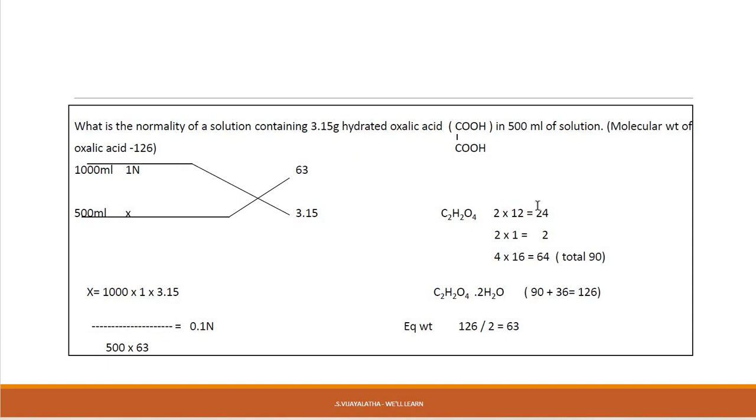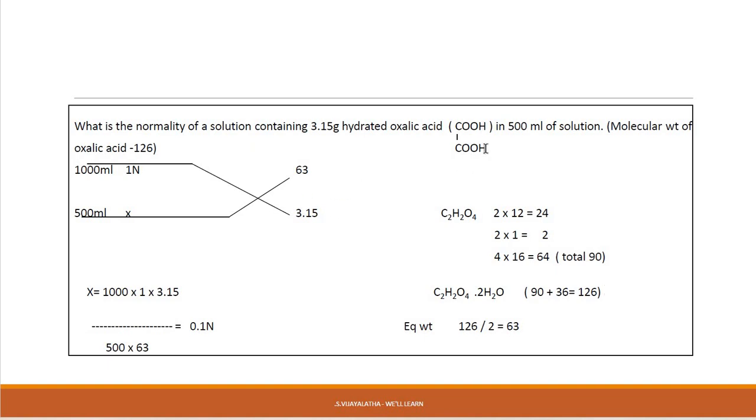Just for us to understand how to include the water of crystallization, we can see C2H2O4: 2 into 12 is 24, 2 carbon atoms, 2 hydrogen atoms, 2 into 1 is 2, 4 oxygen atoms, 4 into 16 is 64. So it looks like the molecular weight is 90. But there are two molecules of water involved in the crystallization. So it's mentioned here as hydrated oxalic acid. So 18 into 2 is 36. So totally the molecular weight is 126. When we see the label of the chemical, we'll be able to see the molecular weight as 126.